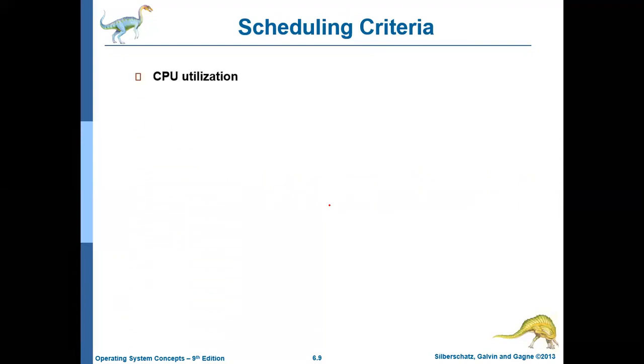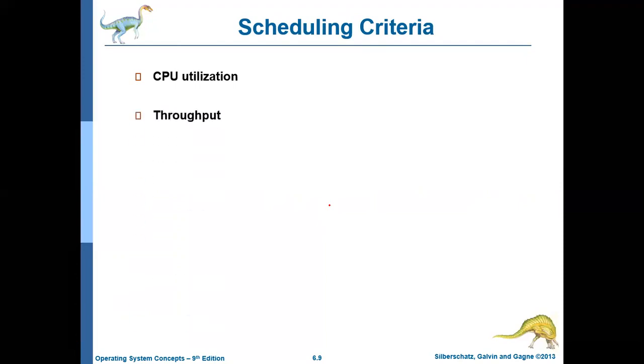The first one is CPU utilization. This is measured in terms of percentage: how much the CPU is getting utilized. In theory, the CPU utilization can vary from 0 percentage to 100 percentage. But in practice, it varies from 40 percentage to 90 percentage. When the system is lightly loaded, it will be around 40 percentage. And when the system is heavily loaded with many processes, it will be around 90 percentage. Okay, this is CPU utilization. It's one of the criteria to measure the performance of the scheduling algorithm.